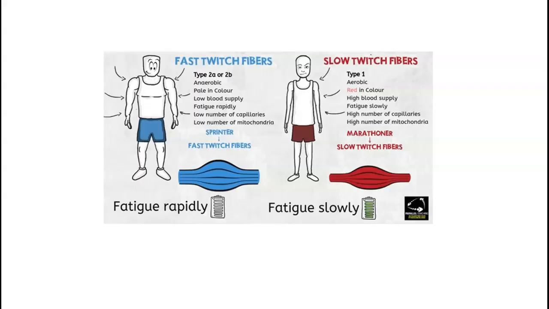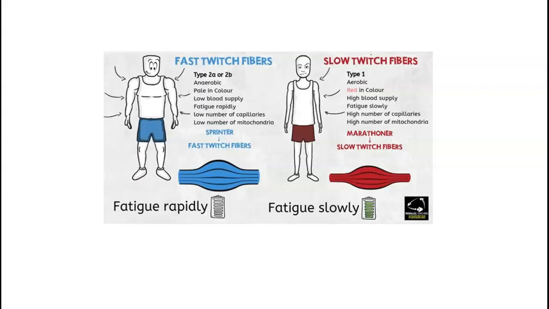So sprinters are going to have more fast twitch fibers. So they are going to use that glycogen lactic acid fermentation. So they're not going to have a lot of mitochondria, not a lot of capillaries, but they probably will have a lot of glycogen store so that they can use that glucose. Endurance racers are going to predominantly have slow twitch fibers. So these fibers are going to have a lot of myoglobin for oxygen, a lot of capillaries to bring that oxygen in, and of course, a lot of mitochondria, and probably not a lot of glycogen.